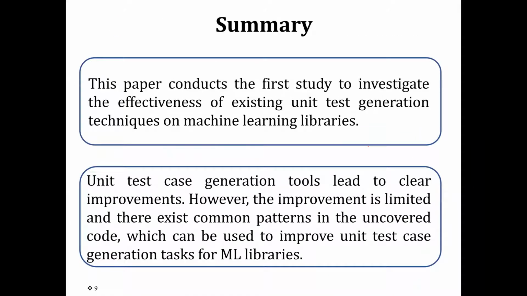To summarize, in this paper, we conducted the first study to investigate the effectiveness of existing unit test generation tools on machine learning libraries, and our results confirm that unit test case generation tools, for example, Randoop and EVOSUITE, can lead to clear improvement compared to the original test cases regarding the coverage and the mutation score. However, the improvement is limited, and there do exist common patterns that we can use to further improve the test case generation for machine learning libraries. All right, thanks for listening.